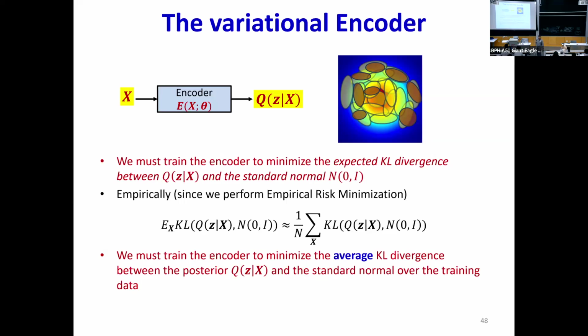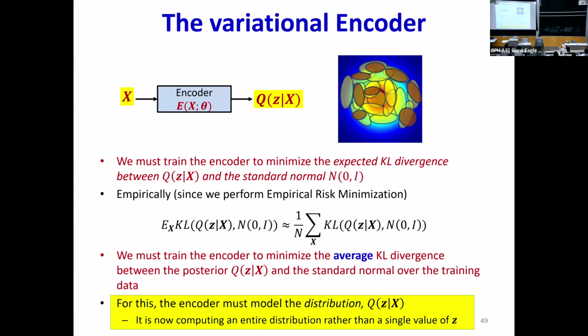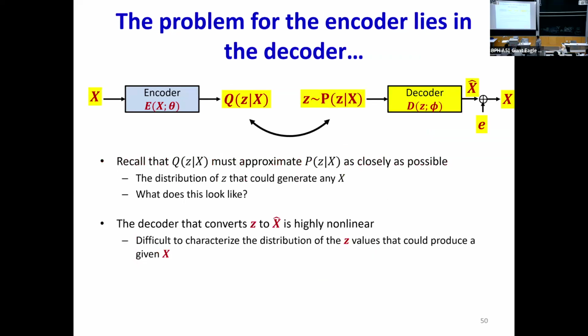And that's how we're going to be training the encoder parameters. Again, the encoder is not computing a Z for any X. It's actually computing an entire distribution for Z, okay? Now recall here that the Q of Z given X must approximate P of Z given X as closely as possible, which is this thing here. You want this to be as tight as possible.